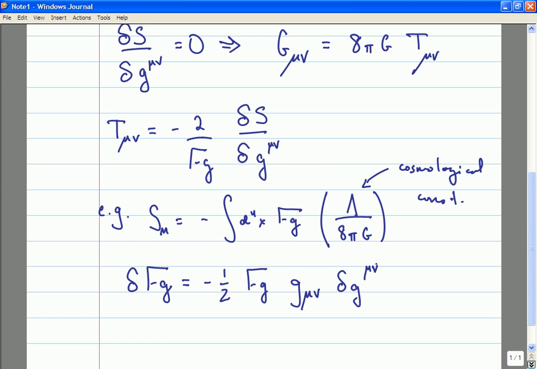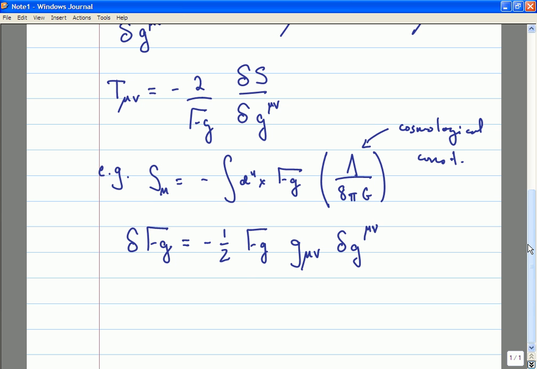So that means that the variation of this matter action, which is just a constant with respect to the metric, will give you something proportional to the metric itself. So that T mu nu is just equal to minus lambda g mu nu. And so this is the simplest possible stress tensor that one could consider as a source term for Einstein's equation. And that's a stress tensor that's just proportional to the metric.